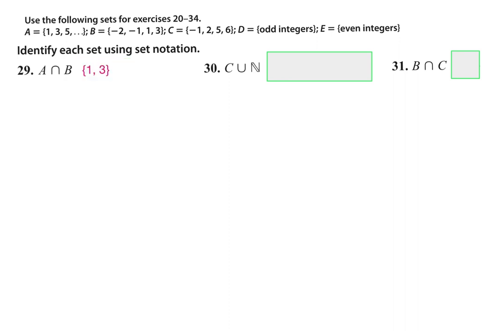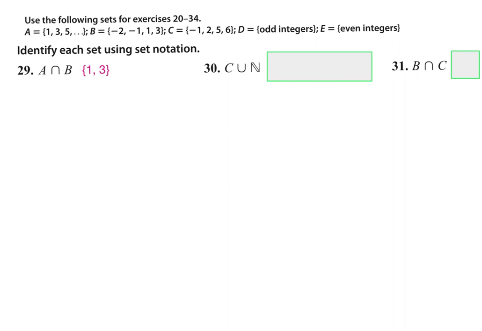All right. Let's look at 30. C, and what is that second set of numbers? Natural numbers, so it's the N with the little extra line. What are my natural numbers? They're also called my counting numbers: 1, 2, 3, 4, 5, 6, 7, and so on and so forth. Now, if I look at C, this in between them, it's saying union. So it wants us to put the set of C along with all of my natural numbers.